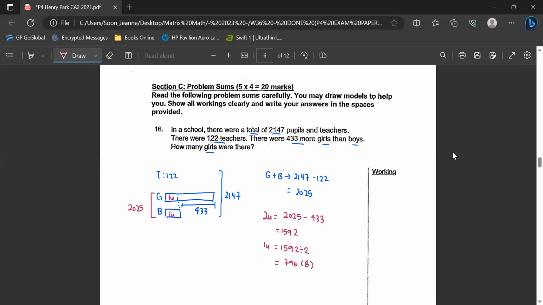Okay, sorry about that. So I want to find girls, which means girls is actually this one down here. So we have to add in the 1 unit with the 433. In other words, we already found 1 unit, which is 796, plus back the 433. Your answer is 1229. That's your answer. Okay? So you can fill up here 1229 girls.